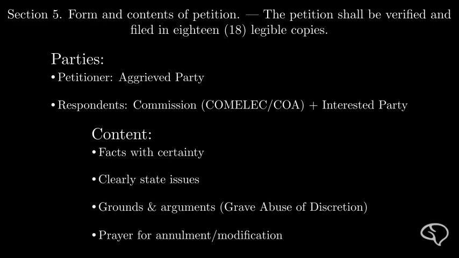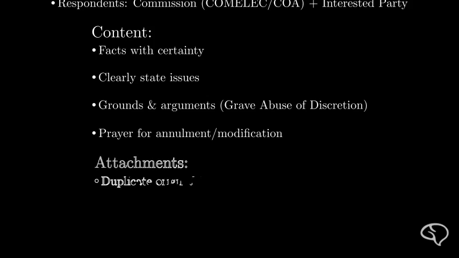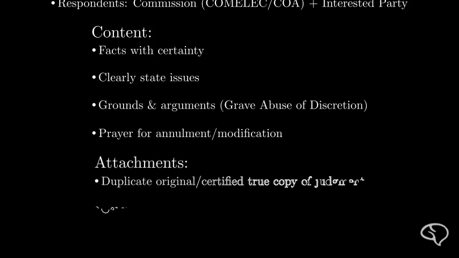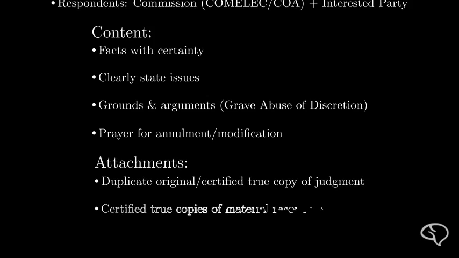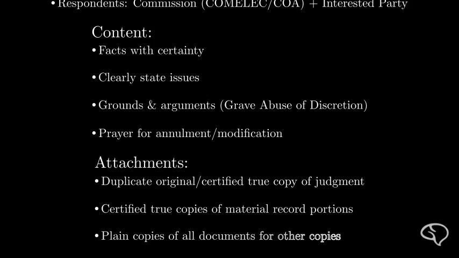Fourth, the petition must be accompanied by specific documents. You need a duplicate, original, or certified true copy of the judgment you're challenging, certified true copies of any material portions of the record you refer to, and plain copies of all documents for the other 17 copies. Fifth, you must include 2 crucial certifications.